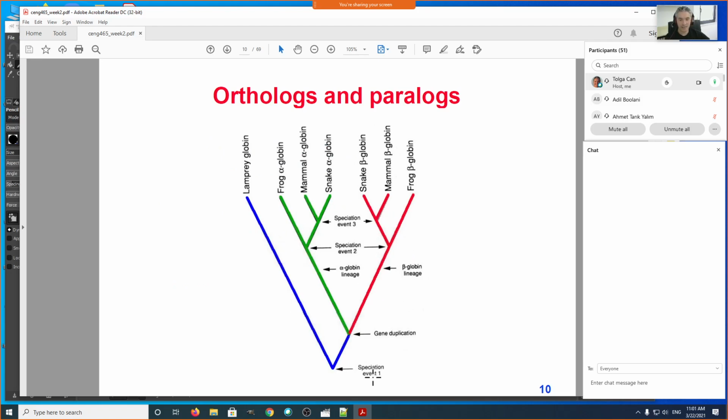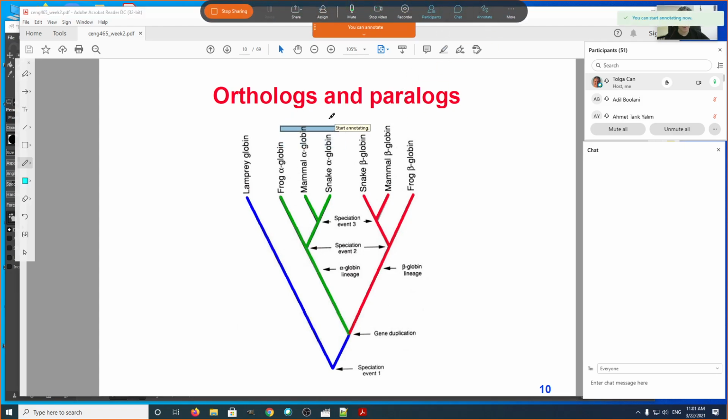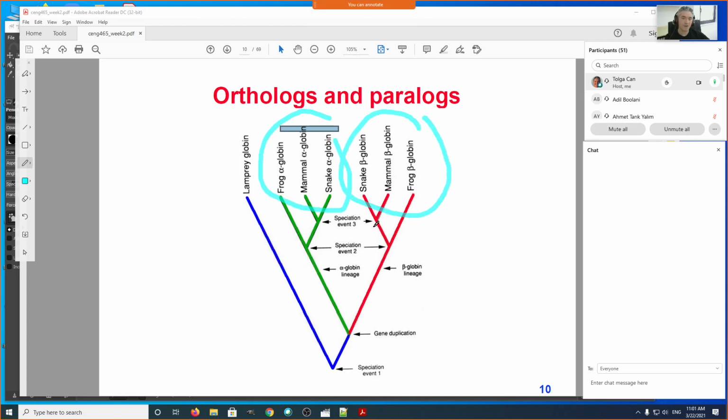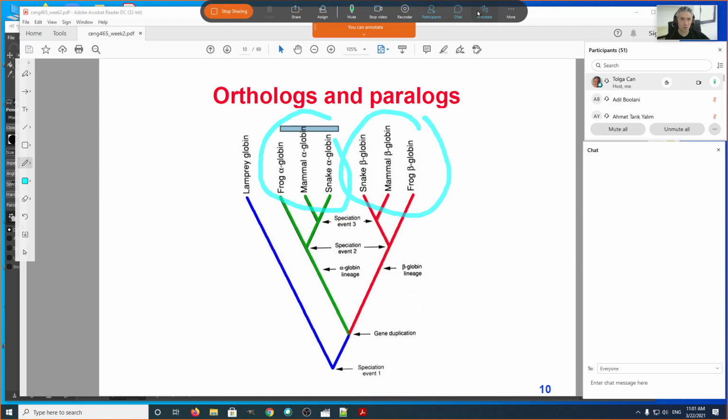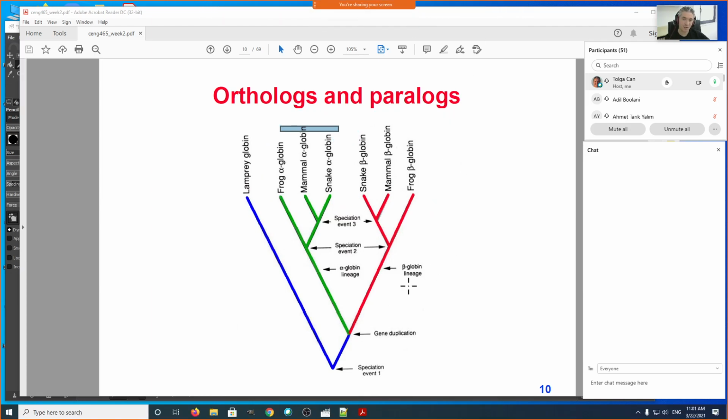Like these, there's a speciation with the globin family. In certain organisms there is only one globin. But after this there's some gene duplication that happened in evolution, and all the organisms have alpha and beta globin. On this side these are the alpha globins. So let me start annotating again. Alpha globins and beta globins here. So a frog alpha globin is a paralog of frog beta globin. Again, I'm not going to go into details of these. You just assume that they're functionally related.